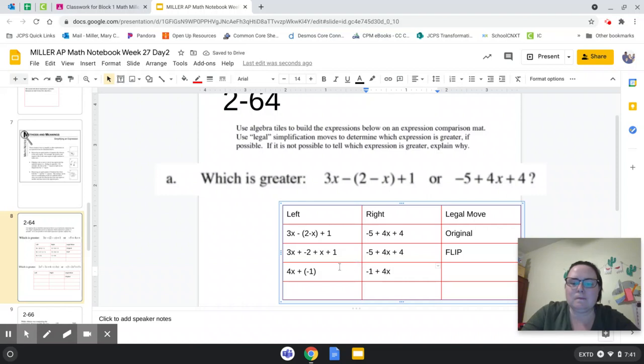Okay, what do you notice about these? Hopefully, it's that they're equal. Okay. So which is greater? They are equal.